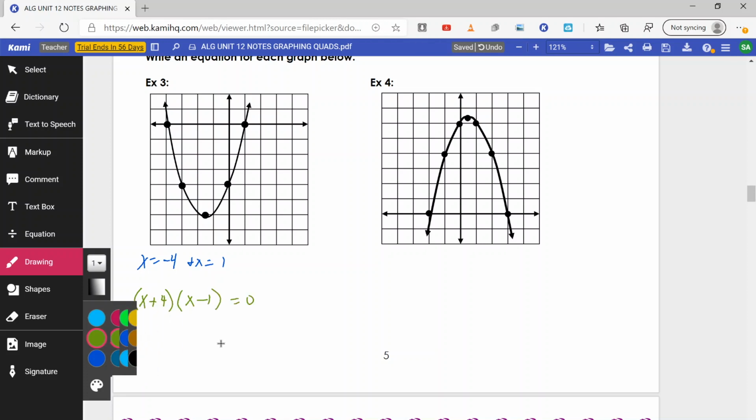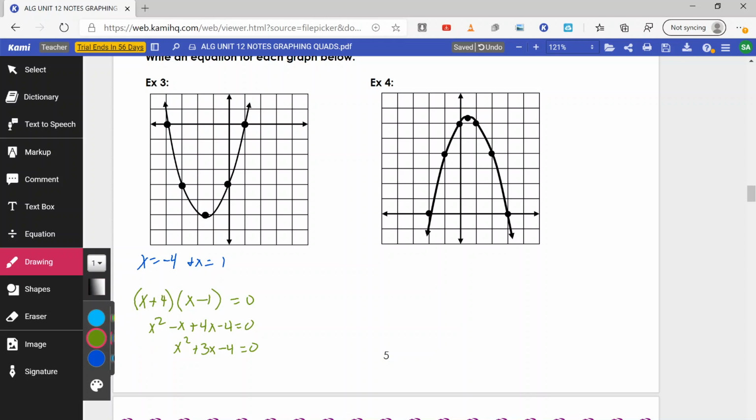And we distribute, so we end up with x squared minus x plus 4x minus 4 gives me 0. Combine like terms, x squared plus 3x minus 4 gives me 0. So now that we figured out the equation, I take a look. Do we have a positive leading term where we're opening up, or do we have a negative leading term where we're opening down? In this case, we're opening up, so I am going to leave it as it is, x squared plus 3x minus 4.